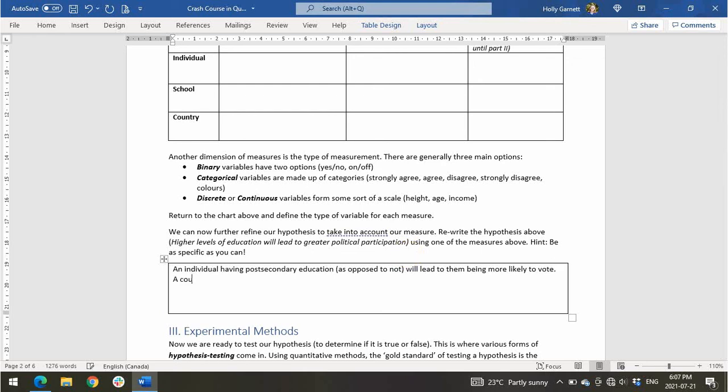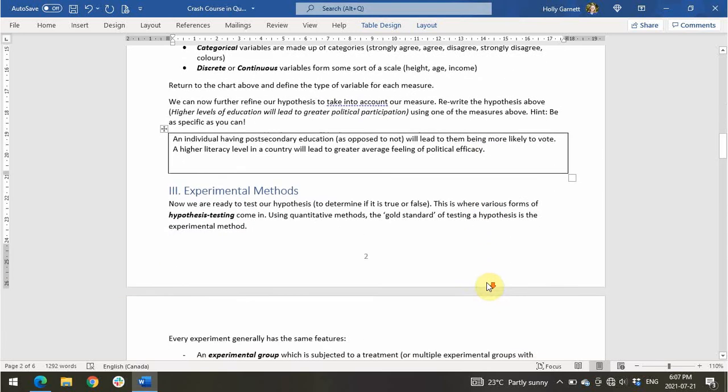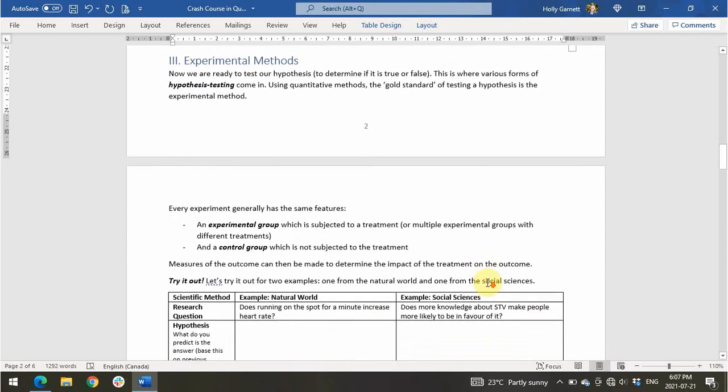Maybe at a country's literacy level, a higher literacy level in a country will lead to greater average feeling of political efficacy, or whatever. So there's a variety of different ways. This is obviously where research starts to get interesting. Okay, how am I going to measure? At what level am I going to be measuring? Okay, so now we want to test our hypothesis, and there's various forms of hypothesis testing that we can use.